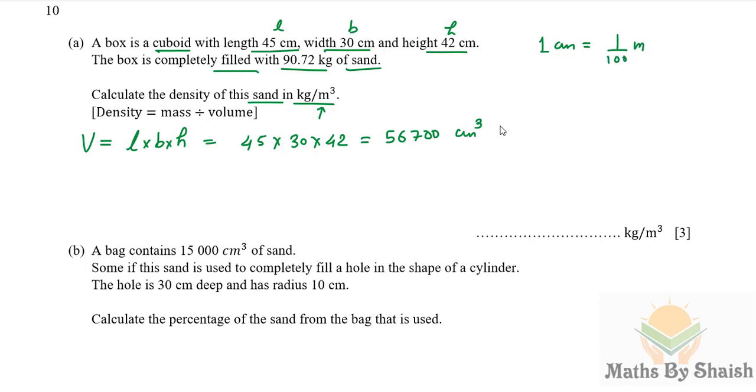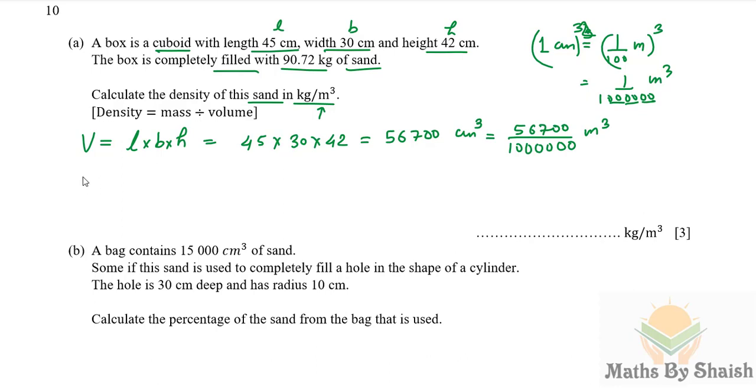Means 1 centimeter cube, doing the cube of both the sides, sorry, cube not square, it would be 1 over 2, 2 and 2 meter cube. So there are going to be 6 zeros. It is 56700 divided by 1, because we are changing the centimeter cube into meter cube. 1 2 3 4 5 6, and this becomes meter cube.